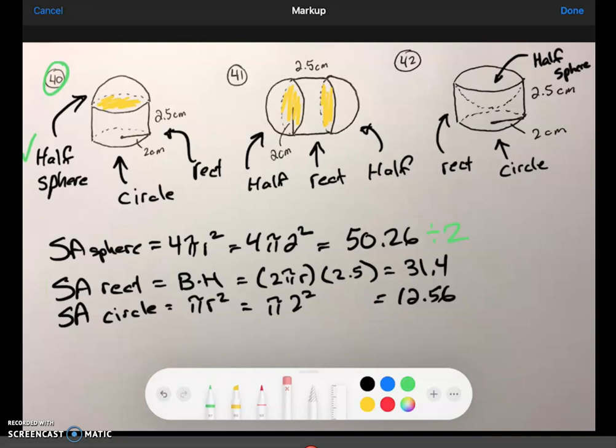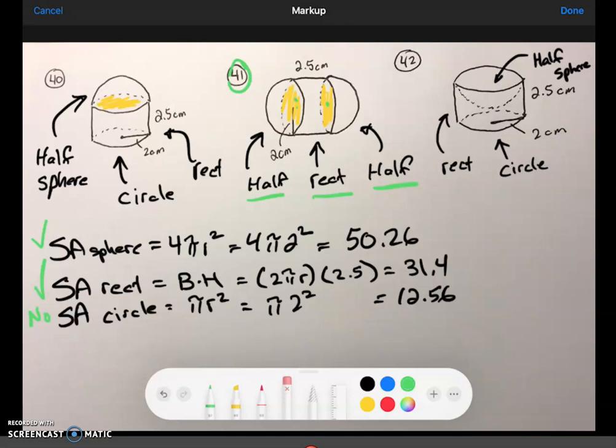When you get to 41 here, I've got a half and a half, which make a complete sphere, so I don't need to divide it by 2. You can take the complete sphere. I also need a rectangle here, so you need this. And you don't have any circles that are exposed to the outside for 41, because you can see the yellow in here and here is not on the surface. So don't include the surface area of the circle.